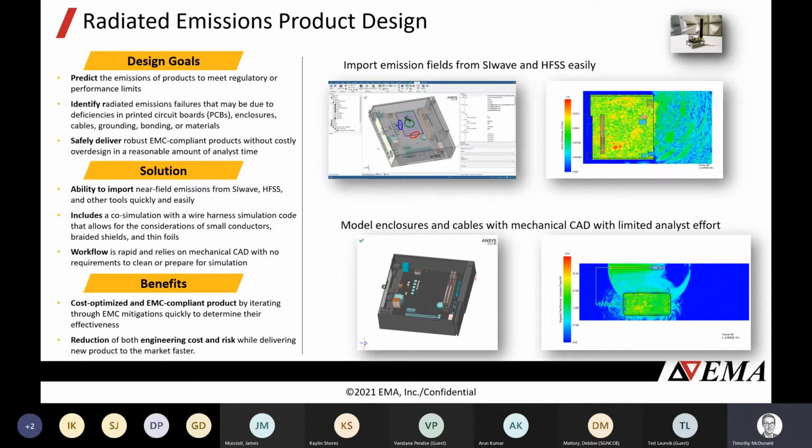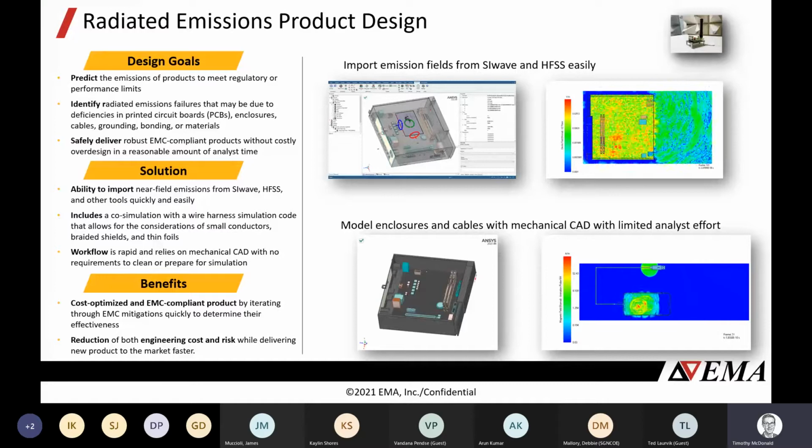That could be at the PCB level. We could have a bad design at the board. It could be that the board is okay, but the enclosure is the place where the design is suboptimal. It could be the cables. In fact, often is the cables. A poor grounding scheme. It could be bonding or the materials that we're using in our device design. We want to be able to get an EMC compliant product for radiated emissions in the shortest possible time.